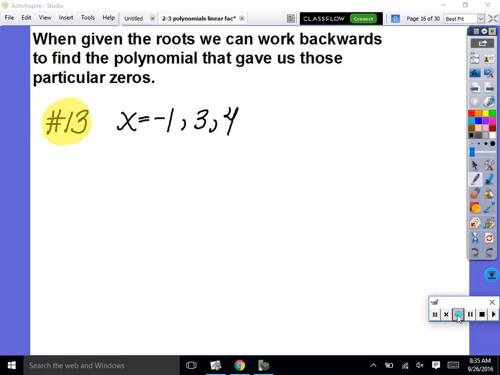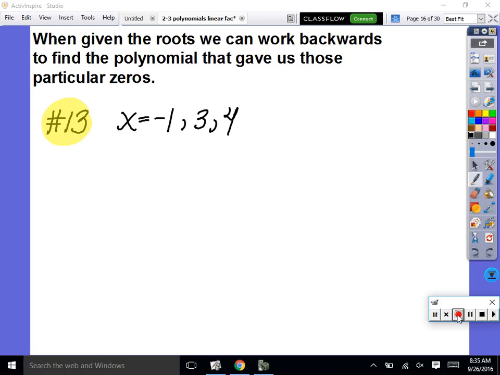Okay, so it says when given the roots, so that means when given the solutions, when we solve it, we're finding the roots, right? So it says when given the roots, we can work backwards to find the polynomial that gave us those particular roots. So this time we're going to work backwards. They're saying these are the solutions. So normally we're given a polynomial, we factor it down and then set it equal to 0 and solve. This time we're going literally backwards. Exact steps but backwards.